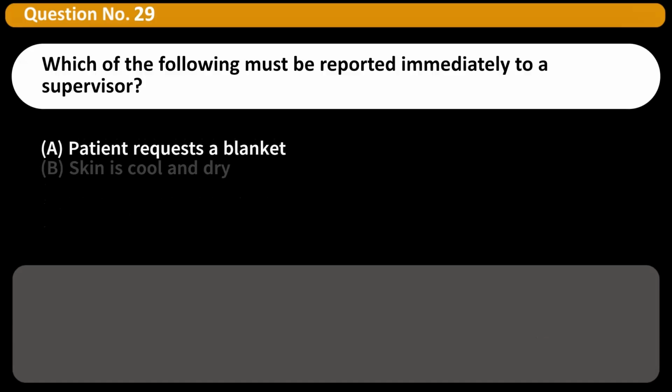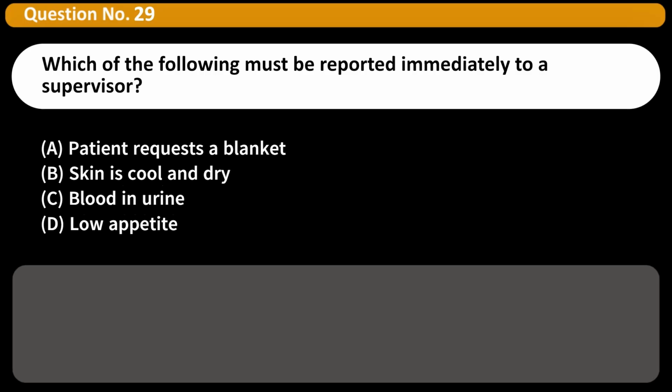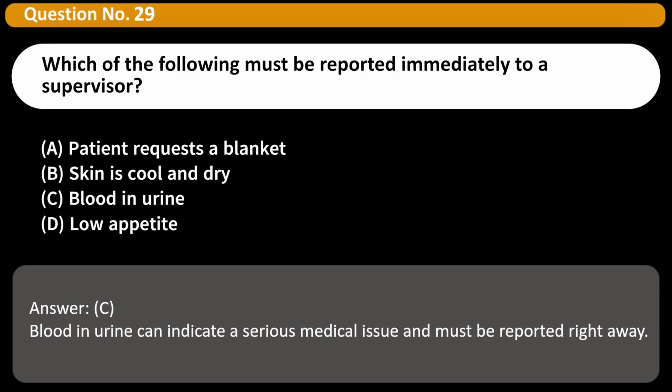Which of the following must be reported immediately to a supervisor? A. Patient requests a blanket. B. Skin is cool and dry. C. Blood in urine. D. Low appetite. Answer C. Blood in urine can indicate a serious medical issue and must be reported right away.